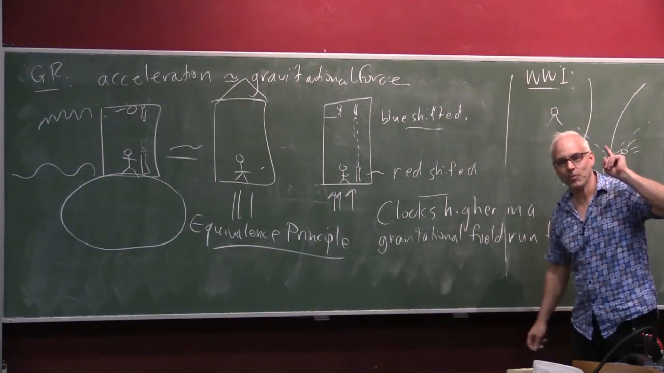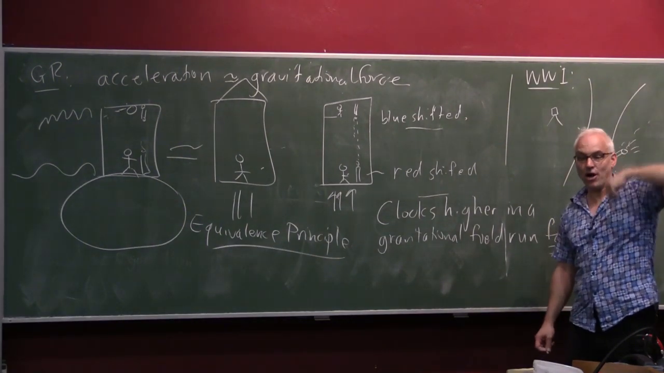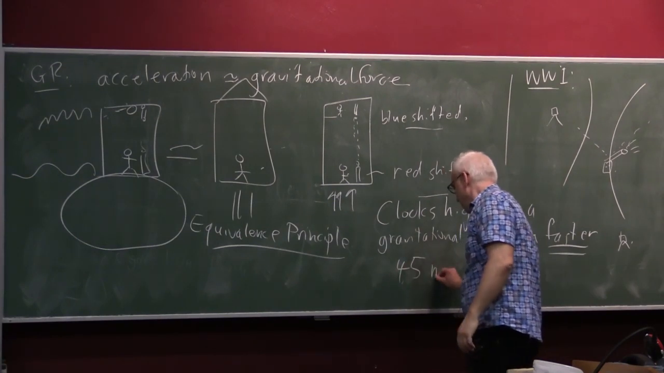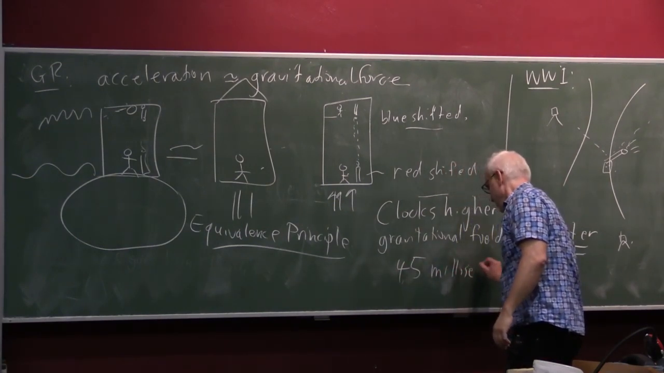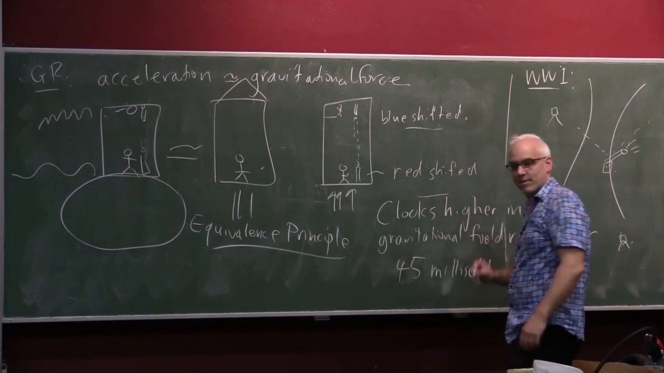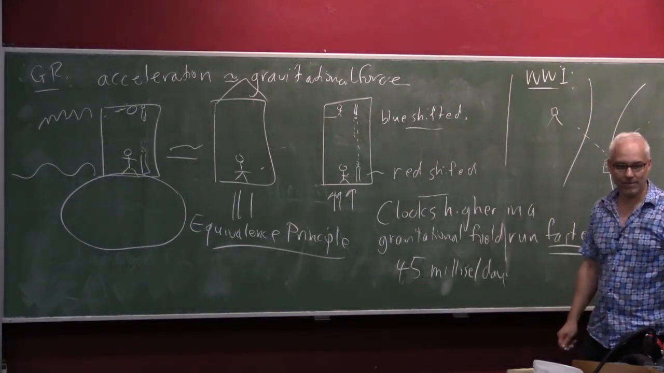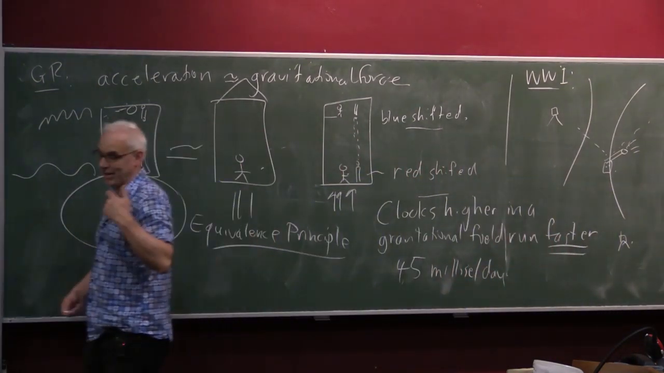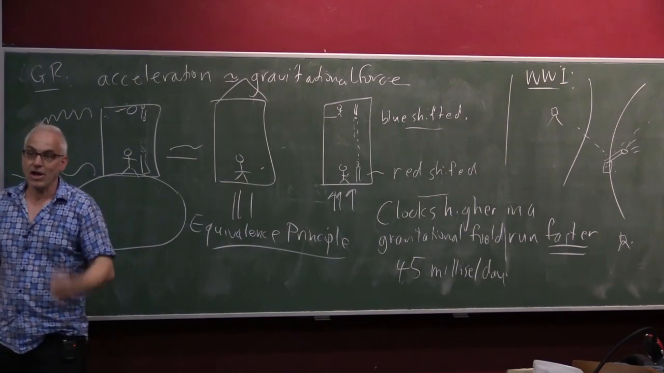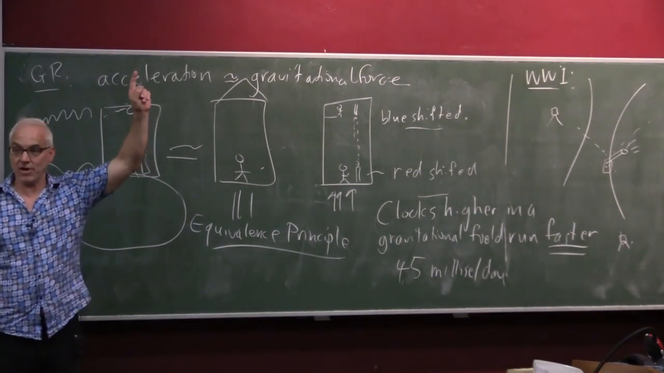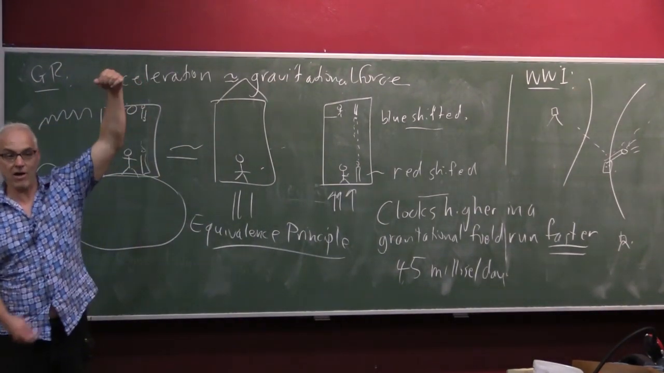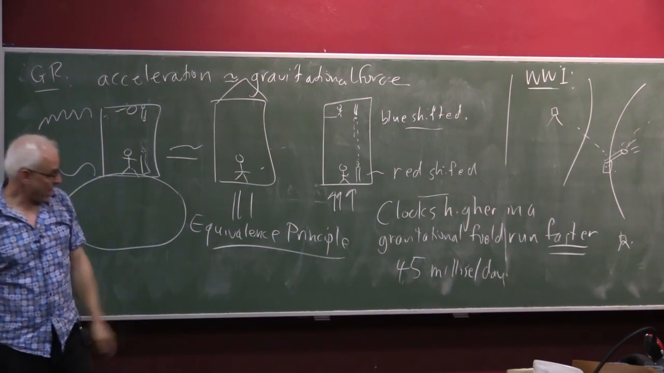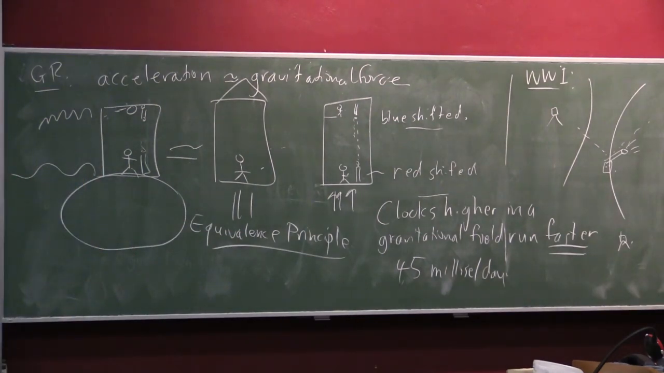And by how much? We're talking about the satellites, which are up there with our GPS systems. The amount is about 45 milliseconds per day. So while special relativity is telling us that the clocks are going slower, general relativity is saying that those clocks up there are going faster because they're higher up in the gravitational field. And we can calculate the difference. There's 45 here and there was 7 here.